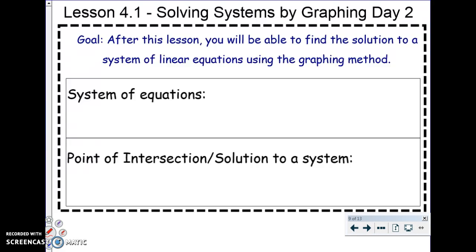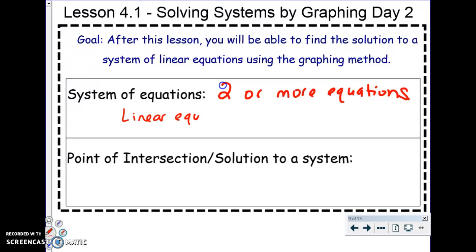So the first thing I just want to review is that a system of equations is two or more equations, and your job is to find the answer that works for both of them. And in Algebra 1, we're just worried about linear equations. And we're only going to work on two of them at a time, but systems do exist where you have more than two. So the point of intersection is where the lines cross, and we're interested in that point because this is our answer.